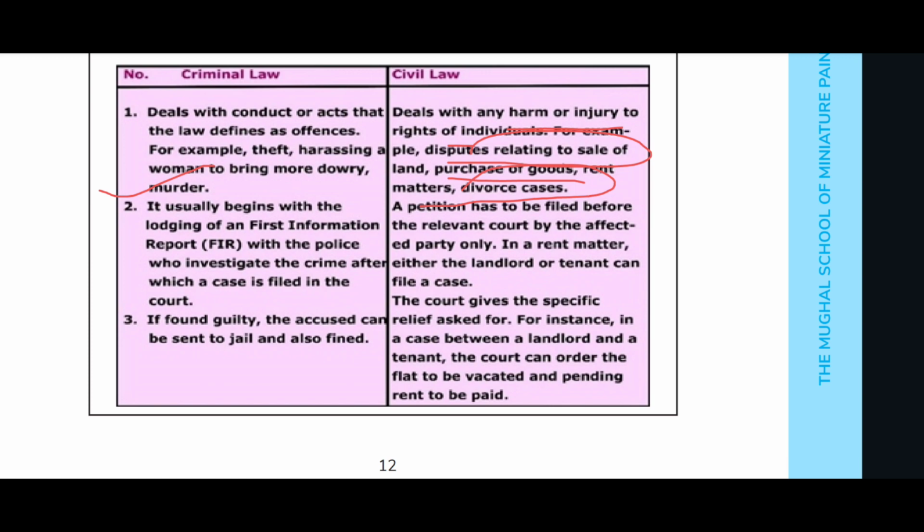In criminal law, it usually begins with the lodging of a First Information Report, that is FIR, with the police, who investigate the crime, after which a case is filed in the court.